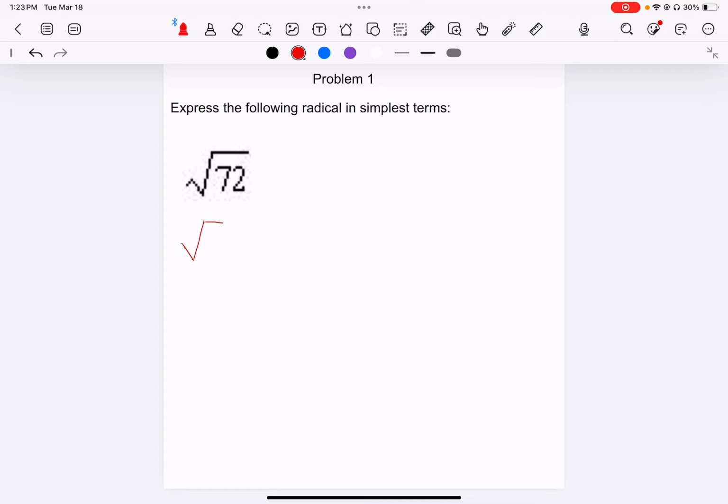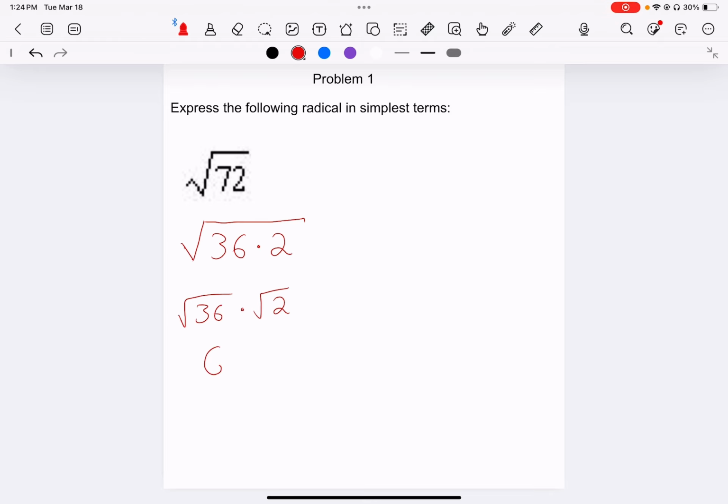72 is not a perfect square, but I can split 72 up into 36 times 2. The reason why I picked 36 is because 36 is a perfect square. You want to try to find the largest perfect square that goes into the given number. Now, since they're being multiplied, I can split them up into radical 36 times radical 2.